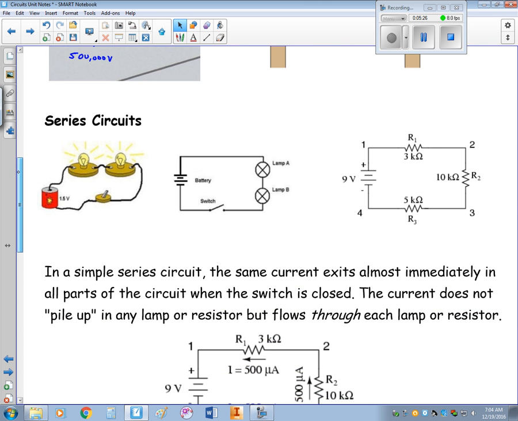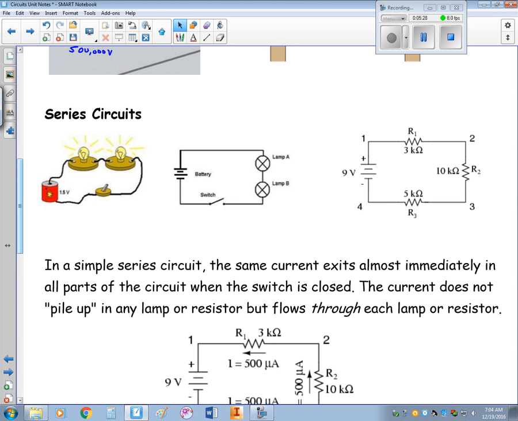Now we can start talking about some circuits. The first type of circuit is one that's called series, or in series. Basically, what I mean by series is that we have two loads that are in line. So electricity will flow out of the battery and then return to the battery. We can illustrate this with lamps or resistors or anything like that.